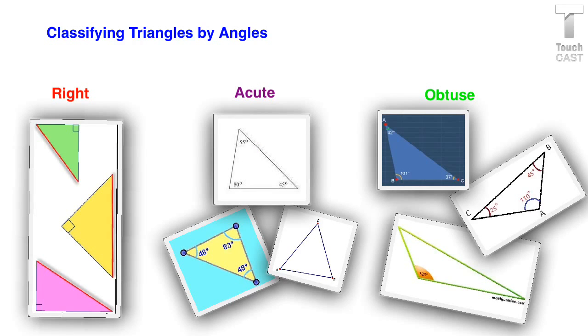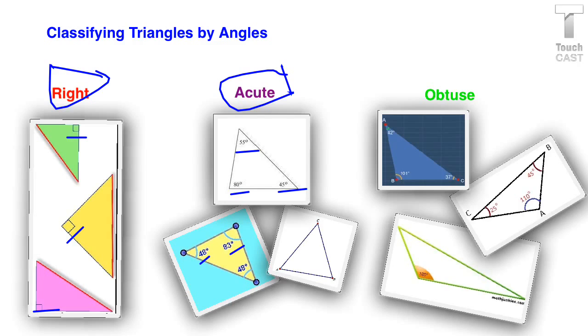One way we can classify triangles is by the type of angles that it has. So, first of all, we have right triangles. Right triangles contain one right angle. So as you can see in the picture below, these all have one right angle. An acute triangle is made up of nothing but acute angles. So as you can see here, we've got 55, 80, and 45 degrees. Those are all acute angles, so this would be an acute triangle. Same here, we have 48, 83, and 48 degrees. All angles are acute, so that is an acute triangle.